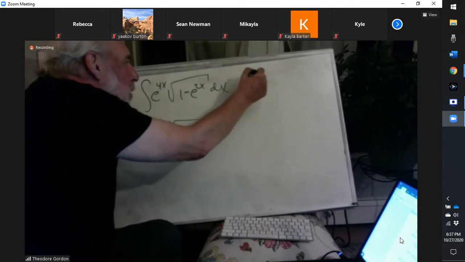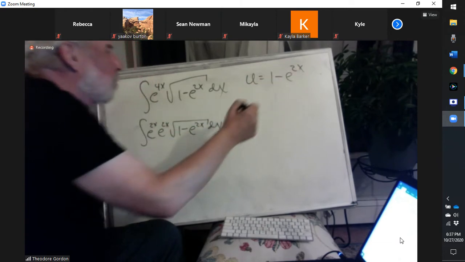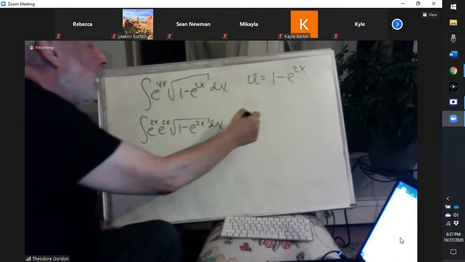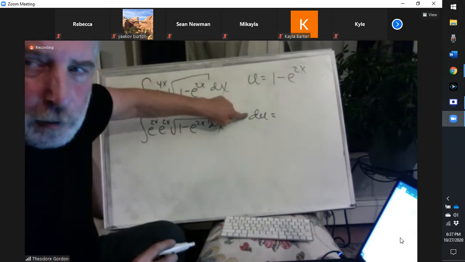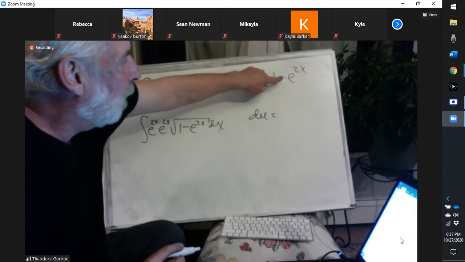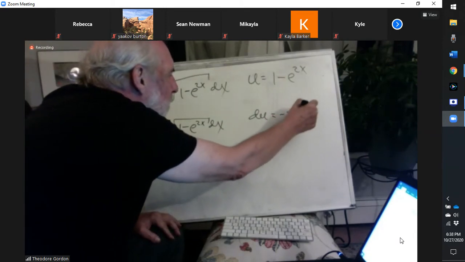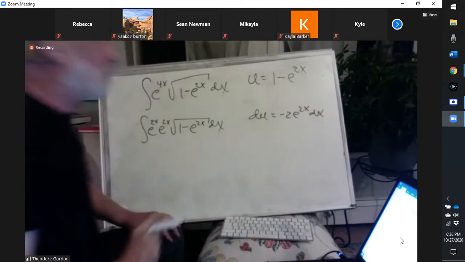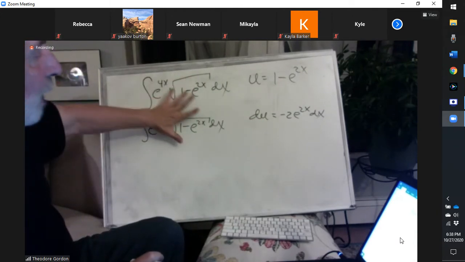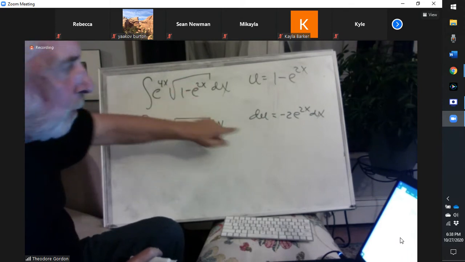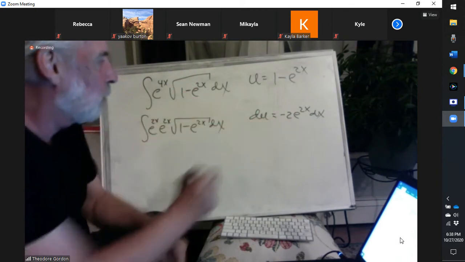So we're going to let u equal 1 minus e to the 2x. And then du, well, the derivative of u: the derivative of 1 is 0, and the derivative of this part is negative 2 e to the 2x dx. Now, there is no negative 2 anywhere in this problem over here. So this negative 2 has to be removed from this side over to here.